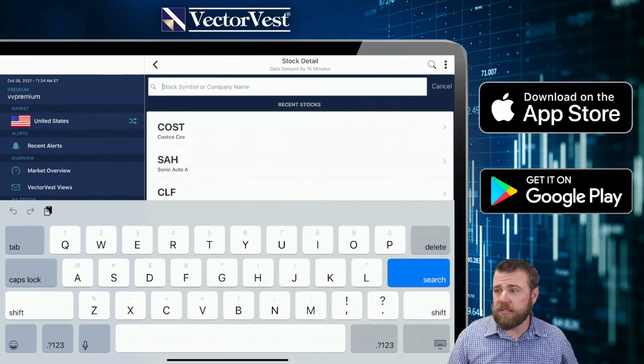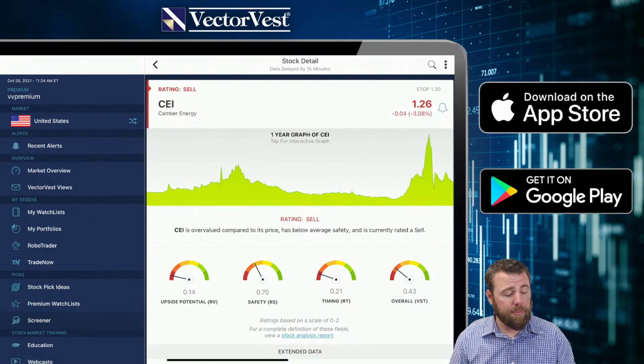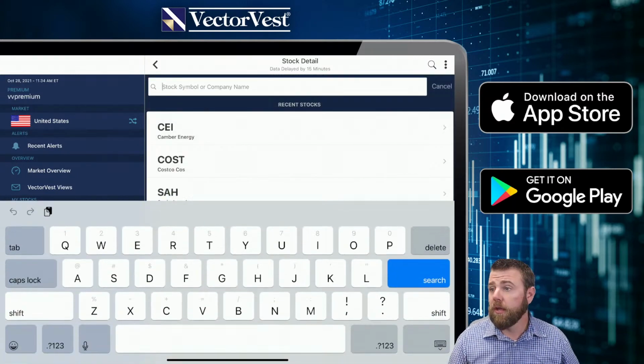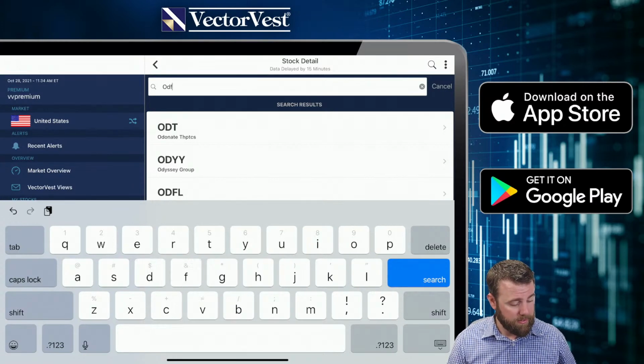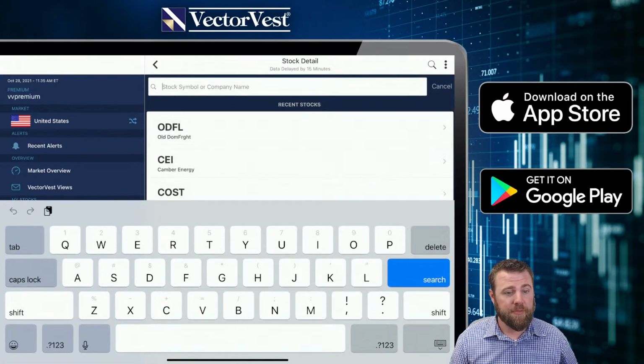Let's see, CEI. CEI, poor long-term potential, a lot of risk associated with it. It's in a steady free fall. Overall, definitely not favorable here. ODFL. ODFL, great long-term potential, less risk associated with it. Really strong short-term uptrend. Overall, definitely a great stock right now.